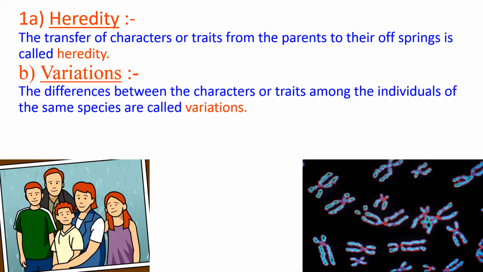So first of all, the term heredity itself. Heredity is the transfer of traits from the parents to their offspring. That's the definition of heredity. Now variations, the differences between the characters or traits among individuals of the same species are called variations. We've already studied this chapter, so we should have an idea of it.